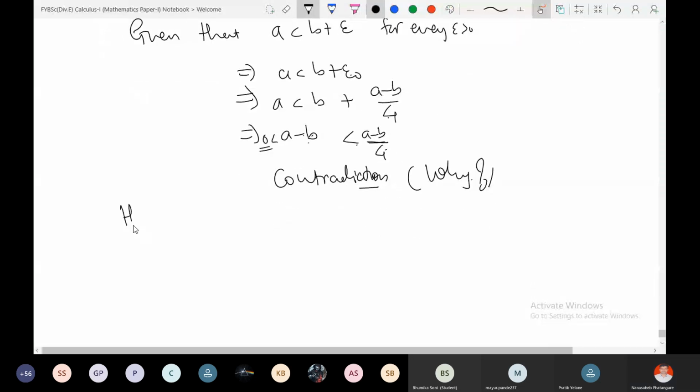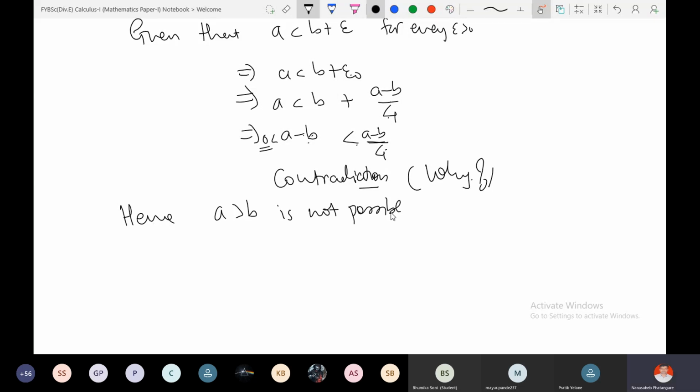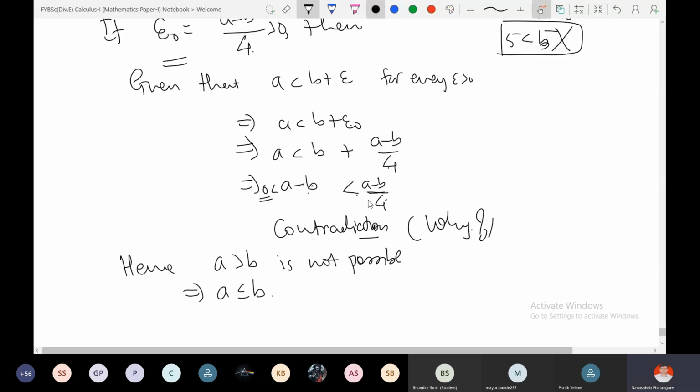Hence A greater than B is not possible, right? And therefore what must be true? A less than or equal to B, this must be true. So what is the purpose of selecting 4 here? That makes my job easy to get a contradiction. If I select 4 here, that will make my job easy.